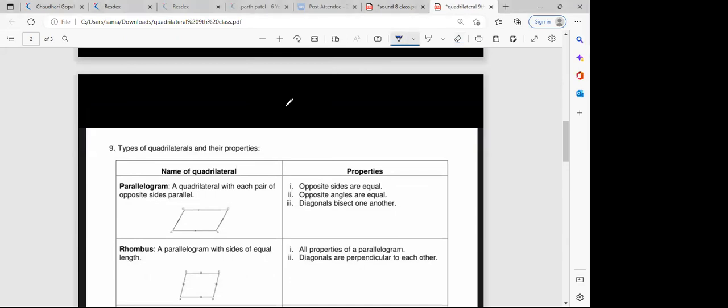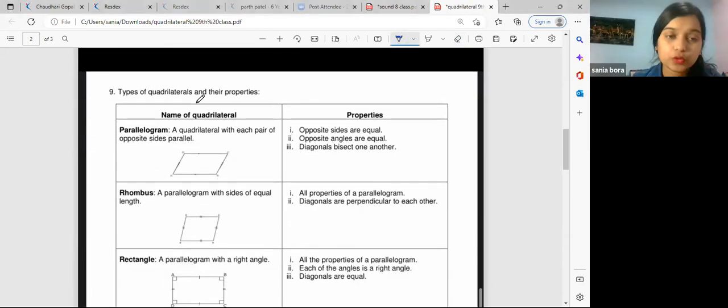Yes, ma'am. Okay. Now, as I told you, there are different types of quadrilaterals and their properties. So you should remember the properties along with the diagonals. For example, if it is a triangle, there's a different thing. If it is a quadrilateral, there's a different thing. And in quadrilaterals themselves, you have different categories. So let's do that.